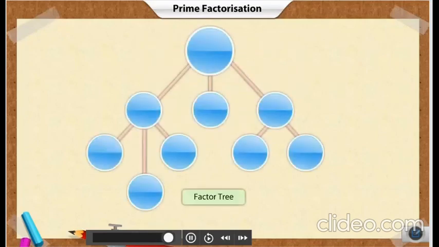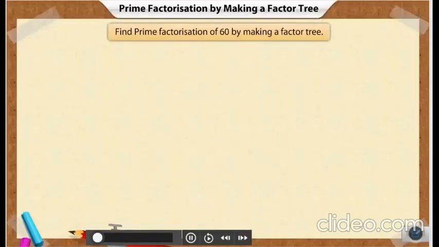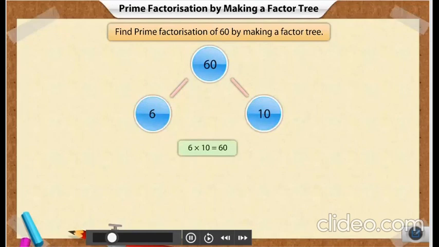You can find the prime factorization of a number by making a factor tree. Let's see how. Let's find the prime factorization of 60 by making a factor tree. To find the prime factors of 60, first find any 2 numbers whose product is 60. Can you think of 2 numbers whose product is 60? 2 such numbers are 6 and 10, as 6 times 10 is 60.